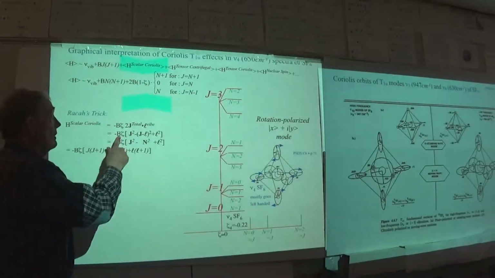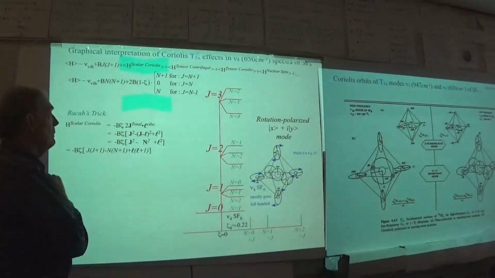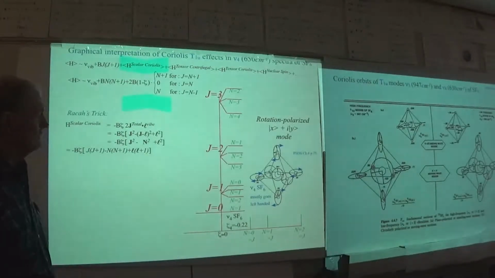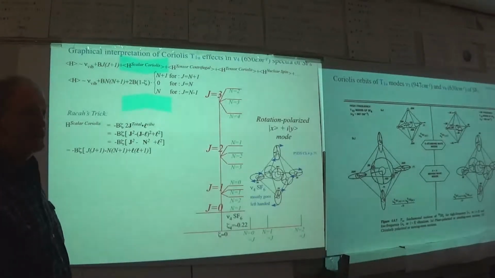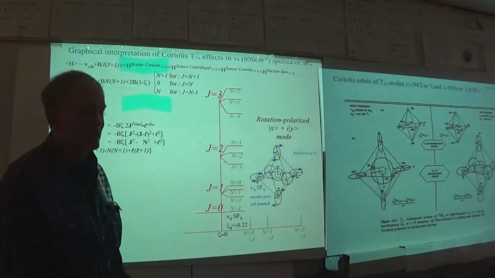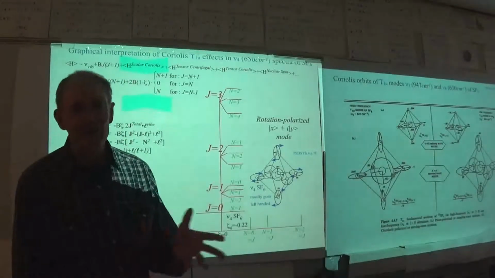Okay, so there's a coefficient here called B zeta, and if you go to a molecular conference, you would hear B zeta the most. They just say, oh, and the B zeta was this, and the B zeta was that.